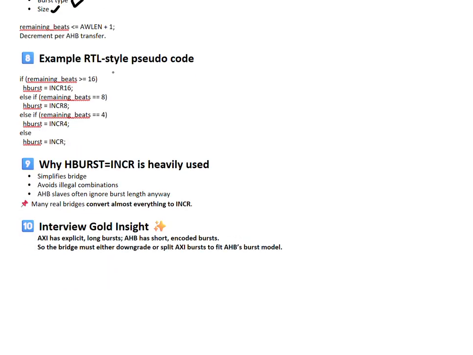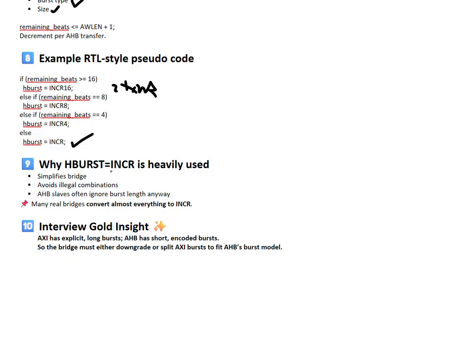We'll just have a small pseudocode to understand what exactly happens. If the beats is greater than or equal to 16, in that case we make use of the INCR 16. In case it's 8, INCR 8, and when it's 4, INCR 4. In all other cases, we make use of the INCR. And in case we have something greater than 16, we give it as two transactions, right? We give it as two bursts.